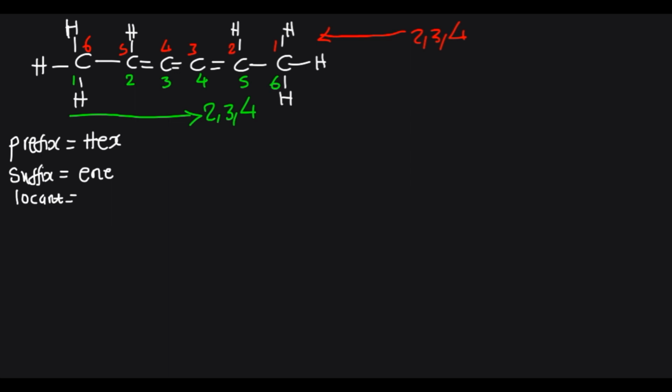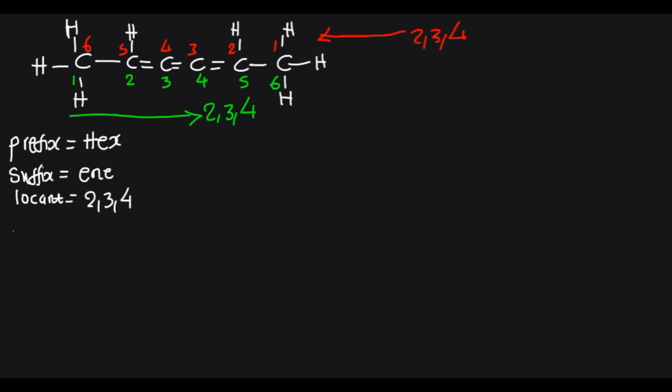Now we can see that in either of the two directions we are getting the same numbers. If we move from left to right, we are getting 2 3 4. Then also the same, this is giving us the same number. So if you have a particular situation like this, you can choose any of the two directions since you are getting the same number. So the locant will be 2 3 4.